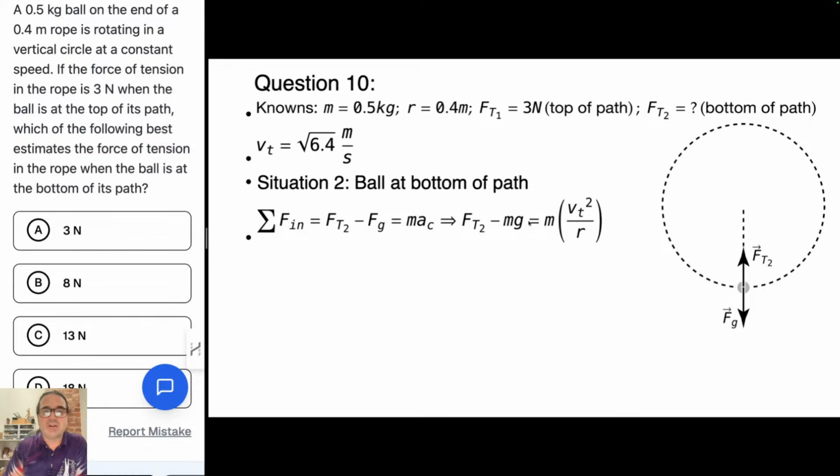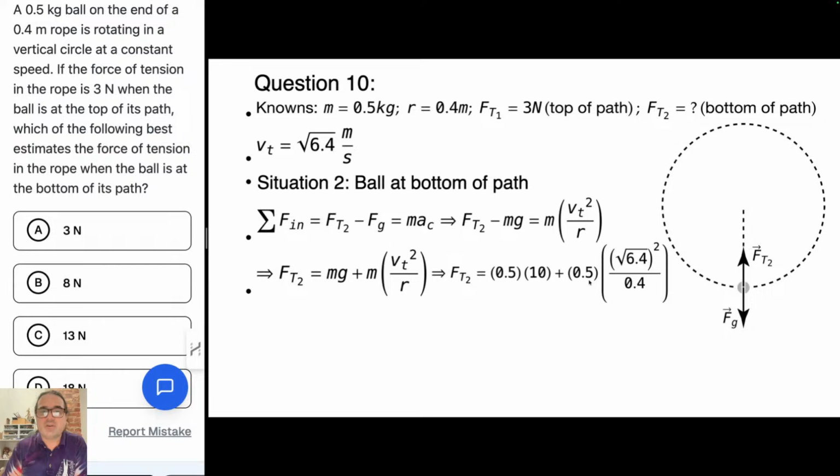Again, we can substitute in mass times acceleration due to gravity for the force of gravity and tangential velocity squared divided by the radius for the centripetal acceleration. We can solve for the force of tension 2. It equals mass times acceleration due to gravity, plus mass times tangential velocity squared over radius. We have all of that, and we can substitute in all of our numbers. Now we can substitute in the square root of 6.4, which we're going to square, which just makes that 6.4. And we get 13 newtons. So the correct answer is C. We solved for that force there.